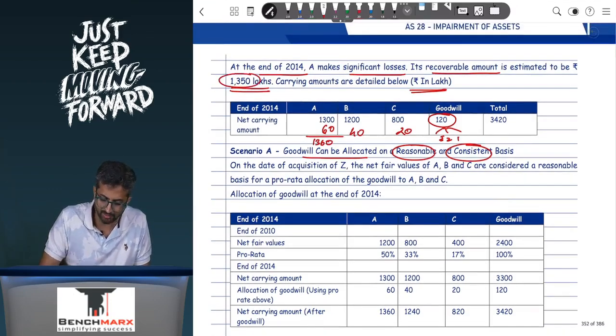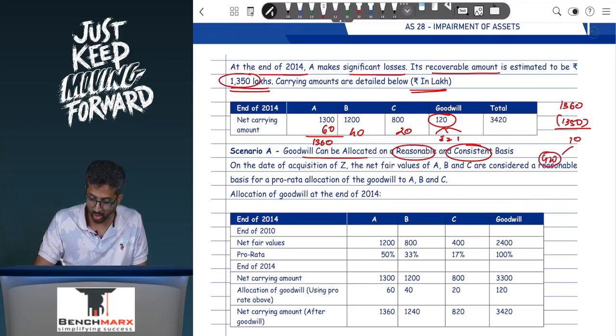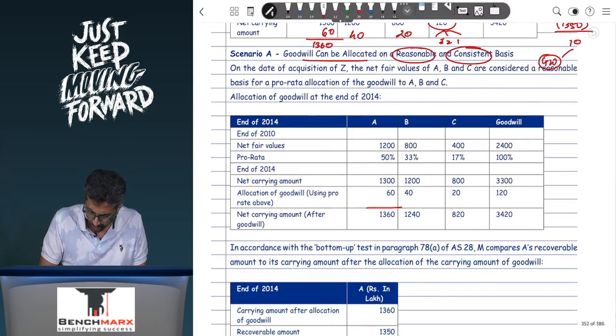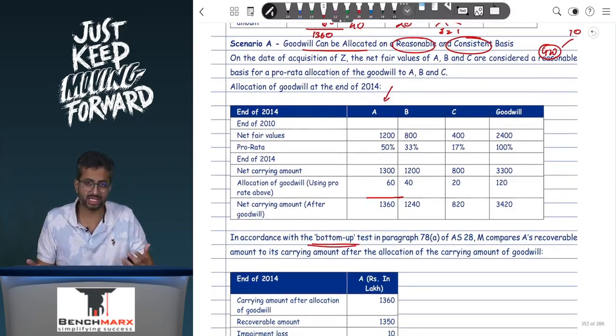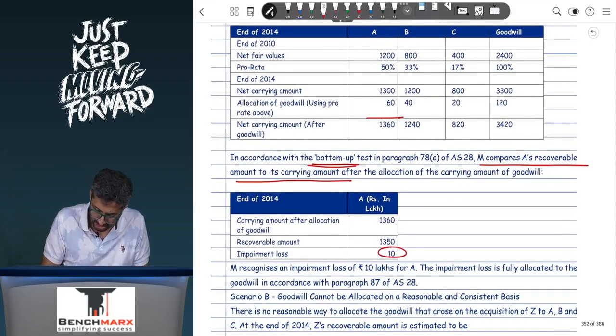You compare it with the recoverable value of 1350, so 1360 minus 1350, which is the recoverable value, is 10 rupees, and this 10 rupees will first be attributable to goodwill. Now out of the 60 which is allocated to A, 10 rupees will be deducted. So over here, 1360 is attributable to A in accordance with what they call the bottom up test, that is a smaller CGU. M compares the recoverable value to the carrying amount, and hence there is a 10 rupee goodwill impairment loss, fully allocated to goodwill in accordance with AS 28.